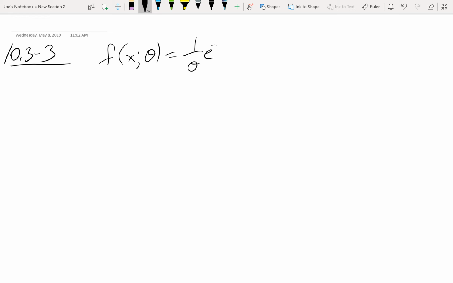X has an exponential distribution. So we would like to test the hypothesis that theta is equal to 3 versus, now the ones we've done before have been simple hypotheses, but let's see if we can do it as a more general thing. So let's say that theta is greater than 3. Let's say we want to do a one-tailed test where the theta is actually bigger than 3.